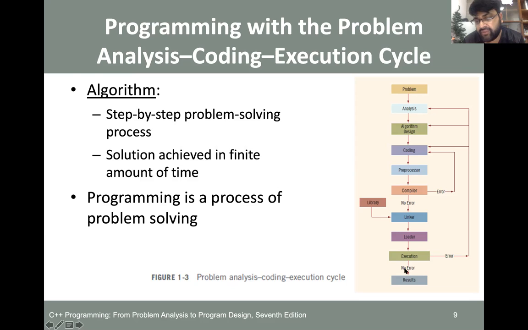And in case of no error, you'll find some results out. If there are some runtime errors observed during execution, then you might be asked to go back to the coding, or maybe to the algorithm design or the analysis step as well, depending on what type of error was observed and what needs to be done to remove this particular problem. However, if no error is observed, you'll just get the results. And this is the overall cycle of problem analysis, coding, and execution. The first part is problem analysis. The second part is coding. And the third part is the execution cycle itself.